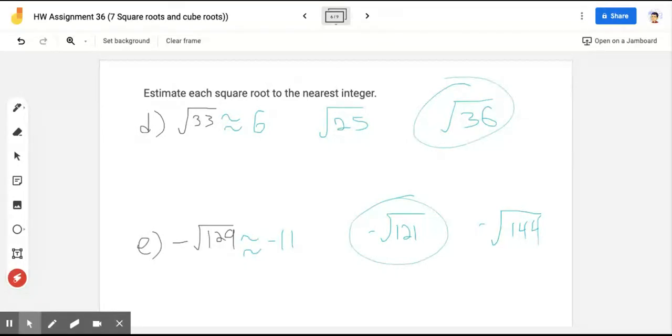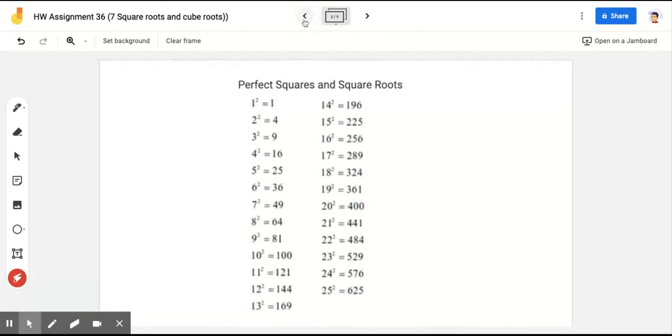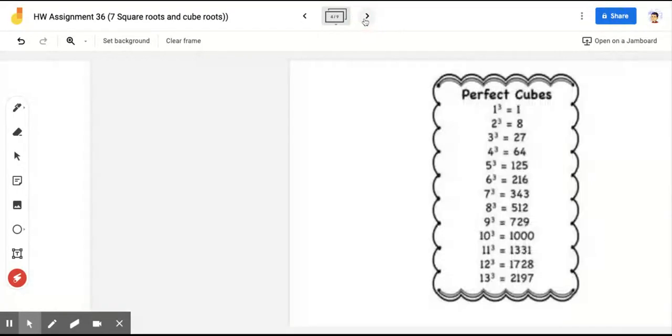Okay, so again, I'm doing all of this without a calculator. You can do all of this using this list to kind of help you out. So notice I saw 121. 129 is between 121 and 144. So that means it had to be between 11 and 12. Therefore, I figured it was 11 because it's closer to 121.